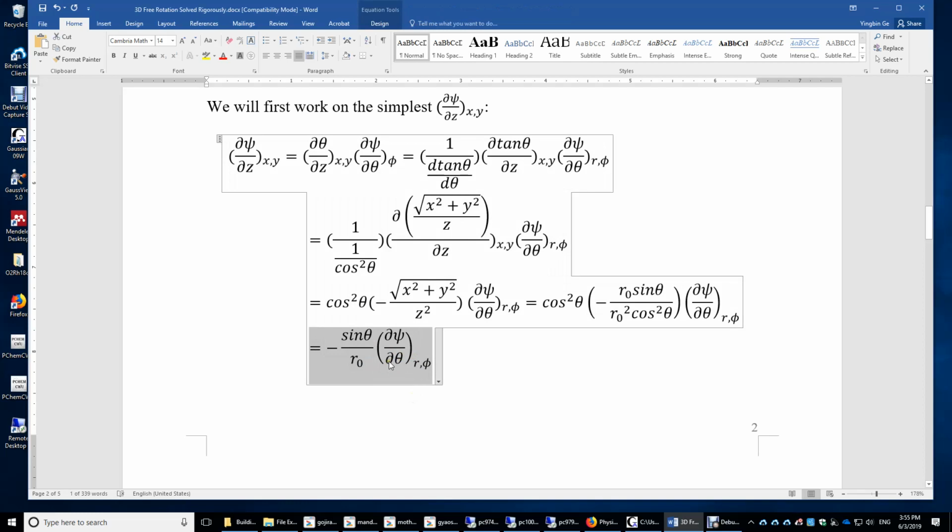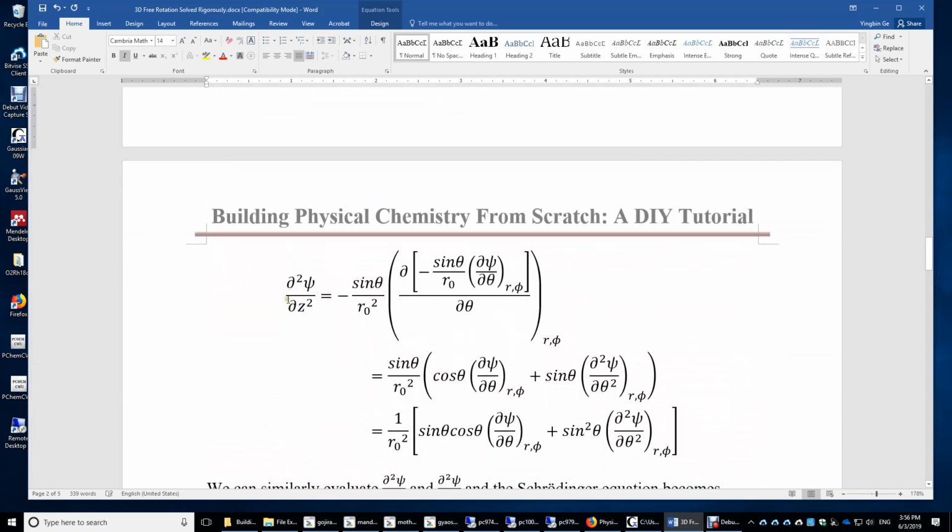How do we get the second derivative? Very simple. We just apply the same operator twice. What operator? This operator: negative sine theta over r naught times delta over delta theta. That's our operator by holding r and phi constant. So we're going to do this here, the second derivative. Again, negative sine theta over r naught delta over delta theta, times negative sine theta over r naught delta over delta theta. We apply this same operator twice to the wave function psi.